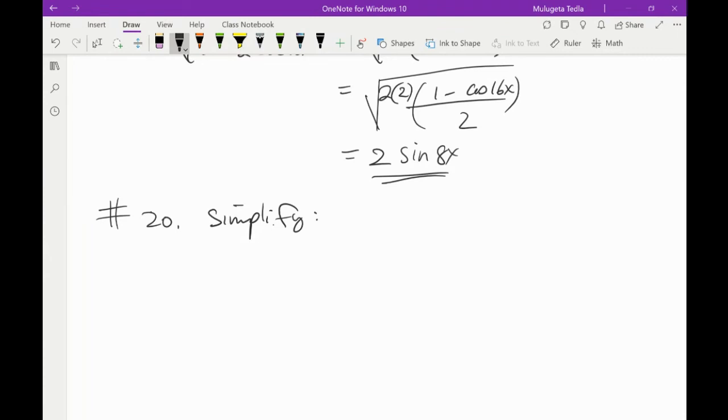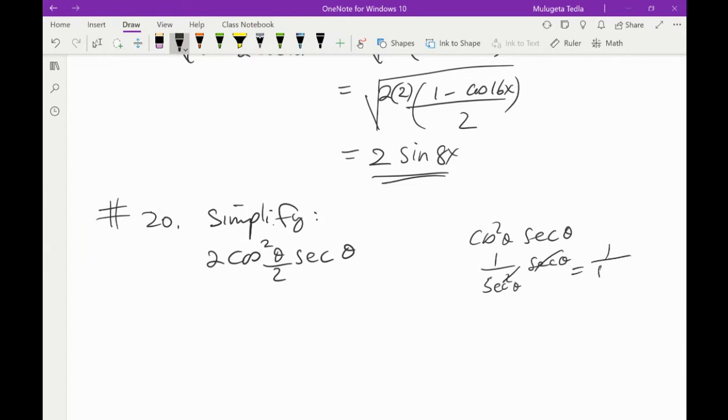Simplify as, they asked us, 2 cosine squared of theta over 2 times secant of theta. So it would have been nice if this was cosine squared of theta, because cosine squared of theta, secant theta is very easily simplified. 1 over secant squared of theta, secant theta. You would have canceled that. 1 over secant theta would have been just cos theta, really. But that's not the case.